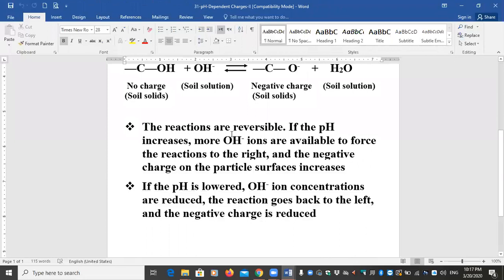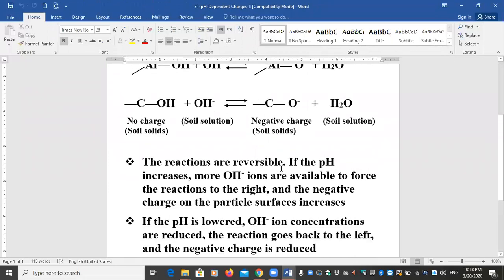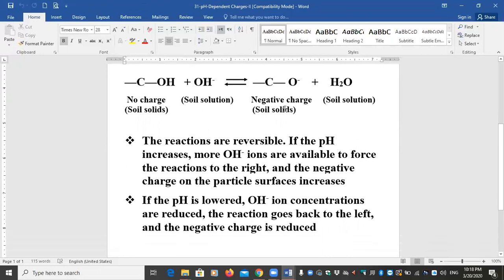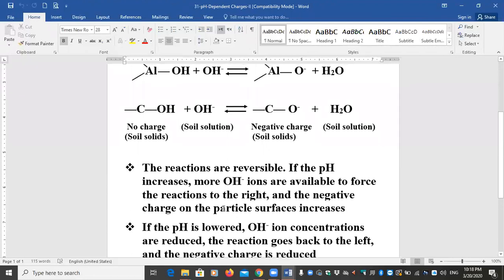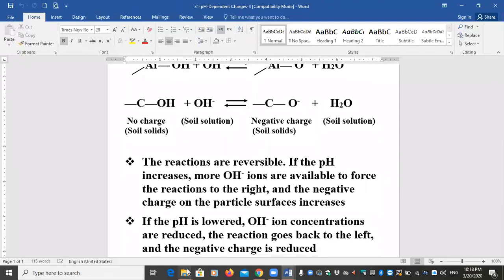The reactions are reversible. We see the two arrows back and forth. If the pH increases, more OH ions are available to force the reactions to the right, and the negative charge on the particle surfaces increases. Of course, the more OH you have, the more the reactions go to the right, producing negative charges. If the pH is lowered, OH ion concentrations are reduced, the reaction goes back to the left and the negative charge is reduced. Okay, simple.